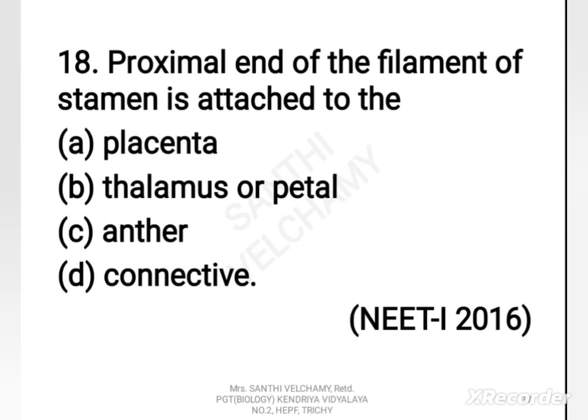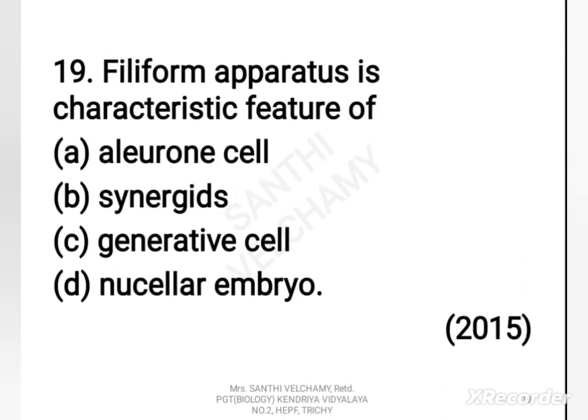The proximal end of the filament of a stamen is attached to A. placenta, B. thalamus or petal, C. anther, D. connective. The correct answer is B, thalamus or petal. Next question. Filiform apparatus is a characteristic feature of A. egg cell, B. synergids, C. generative cell, D. zygote or embryo. The correct answer is B, synergids.